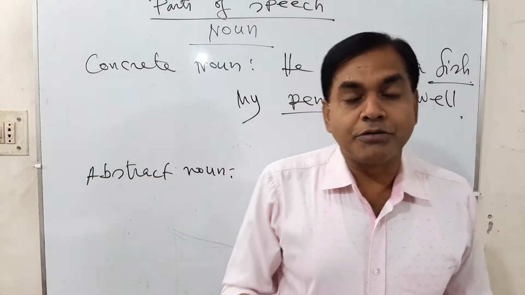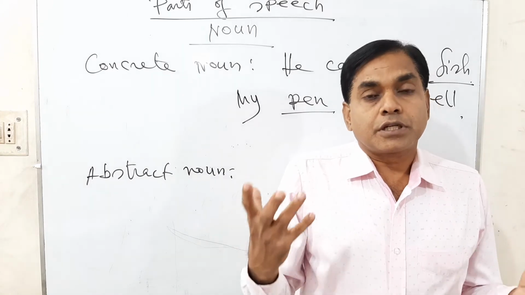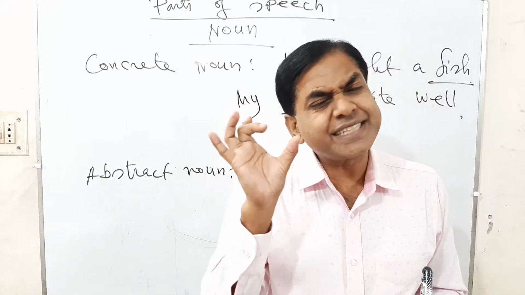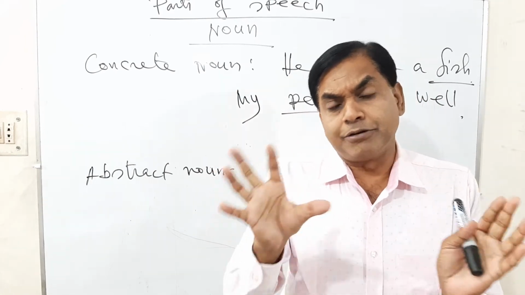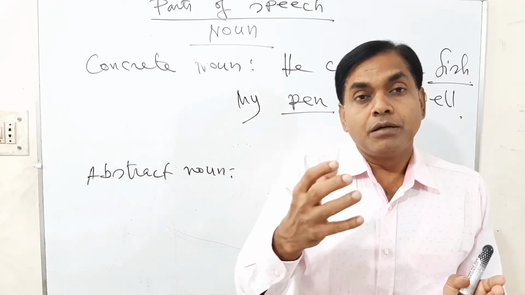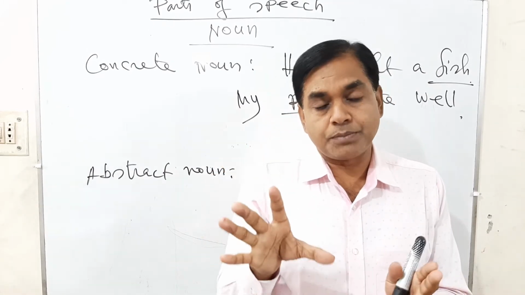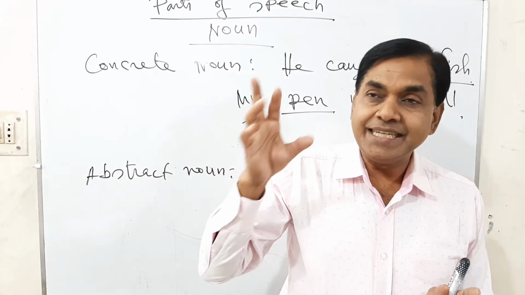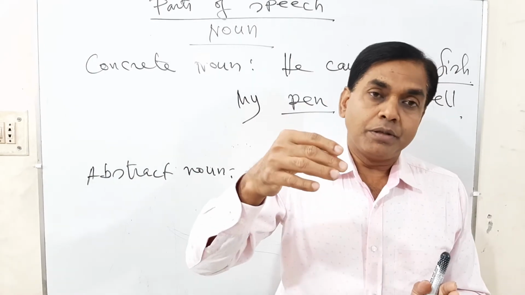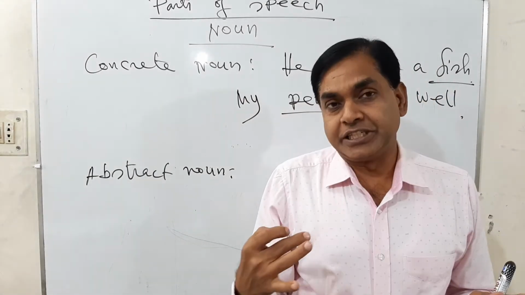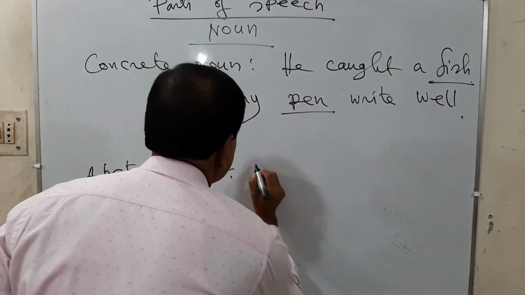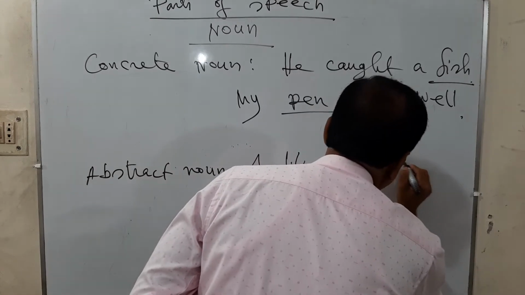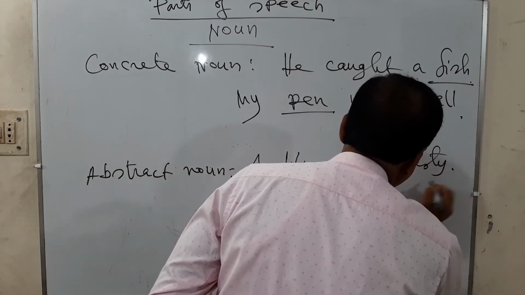Abstract noun indicates the quality of anything, the imaginary condition of anything. You cannot see it, you cannot touch it, you cannot feel it by your senses. You can feel it by your emotion, by your passion, by your feelings, and you can think about it. Am I right? Look at it. I like his honesty.